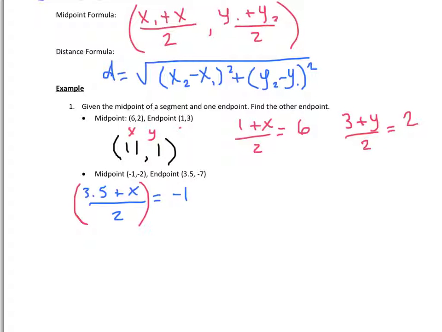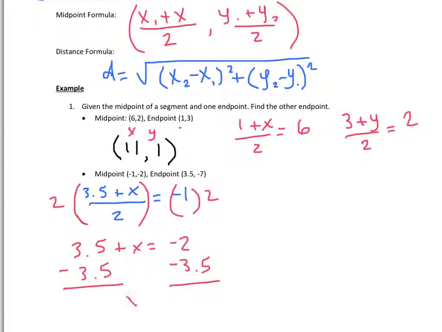There we go. Multiply both sides by 2. That gives us 3.5 plus x equals -2. Then I'll subtract 3.5 on both sides of my equation, and I'll get x equals -5.5. So I have my x-coordinate.